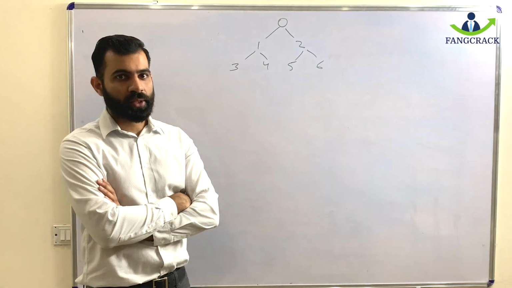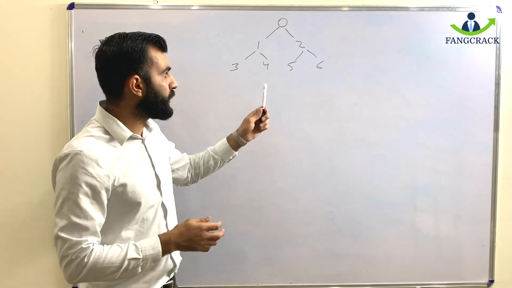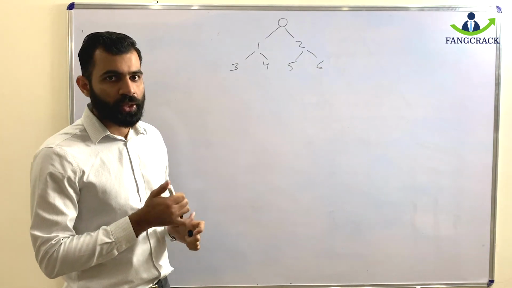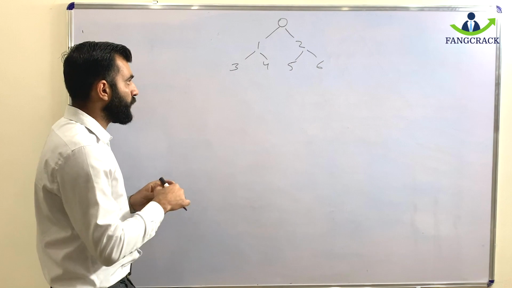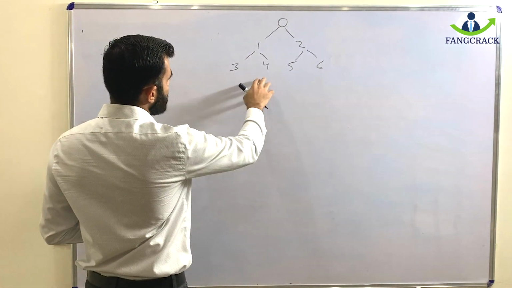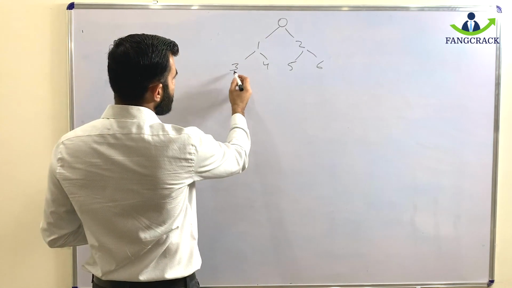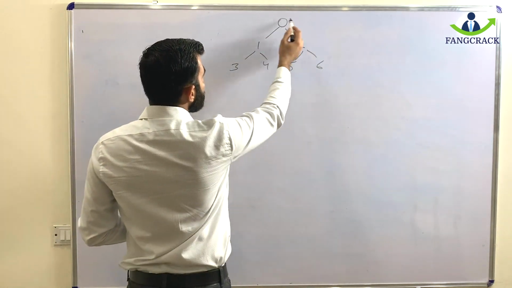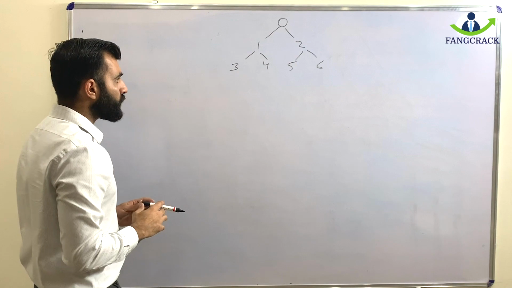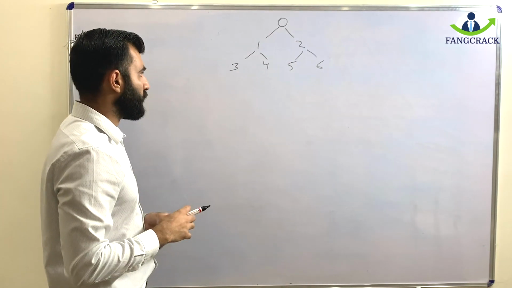Hello, let's see how we can find the number of leaf nodes in a binary tree. So the property of a leaf node, as we already know, is that there is no left or right child on those nodes. So for example, in this test case, we have 4 leaf nodes: 3, 4, 5, and 6. These 3 are not leaf nodes.